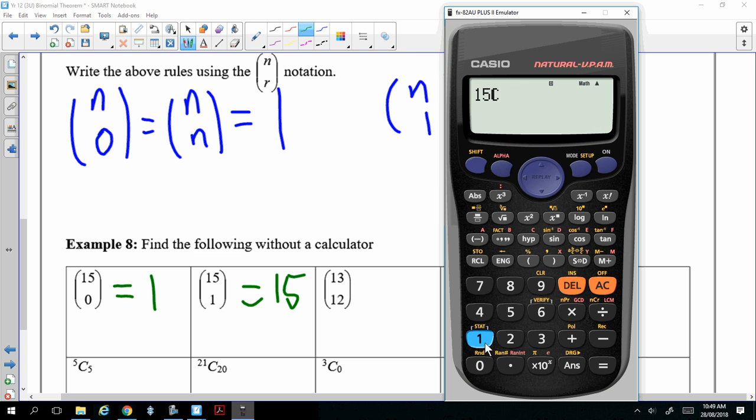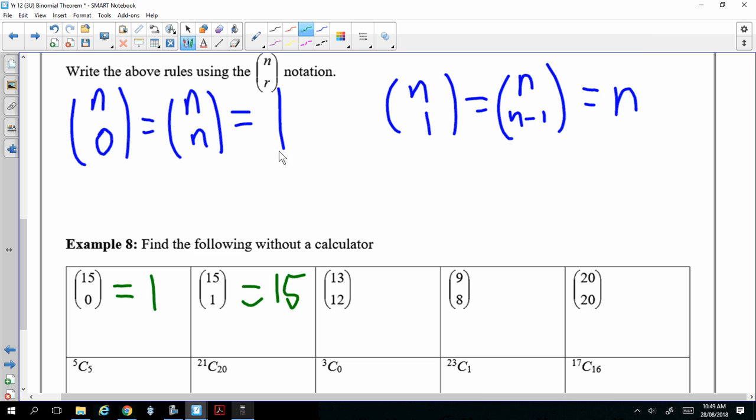How about the next one? When it's 1 less, 13C12, when it's 1 less, is equal to n. So equal to 13. Right? So 1 less or 1 gives you the same answer. How about the next one? 9C8 will be 9. Very good. 20C20, when they're the same, 1.